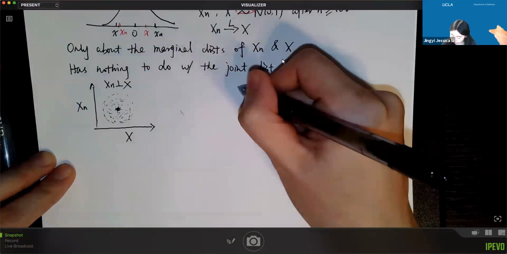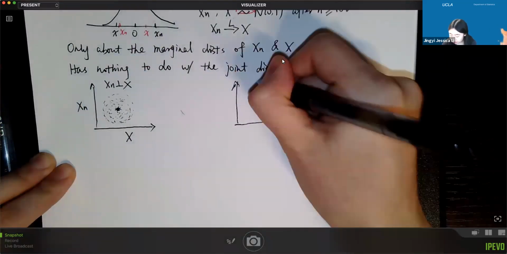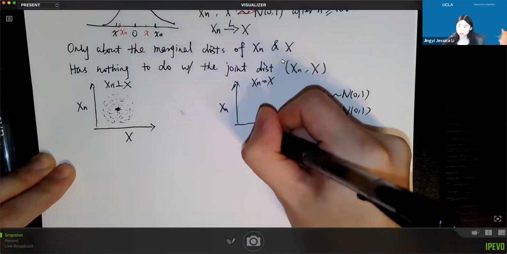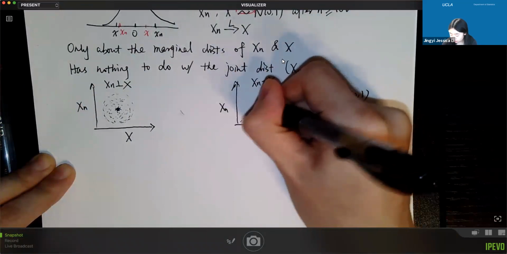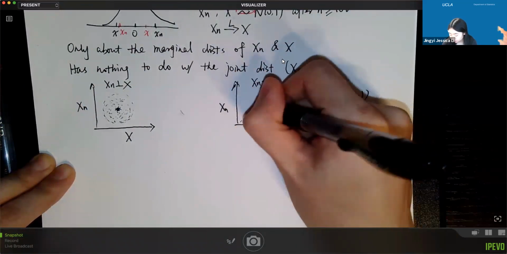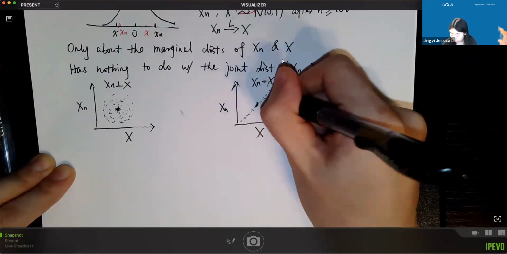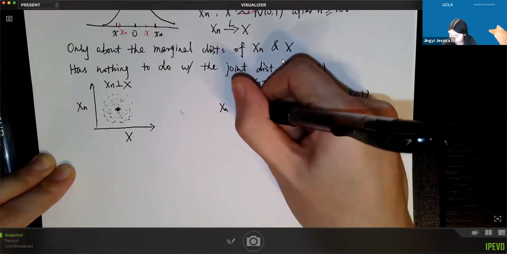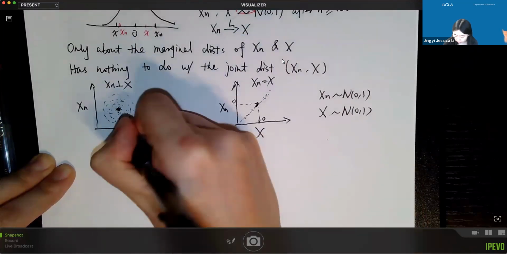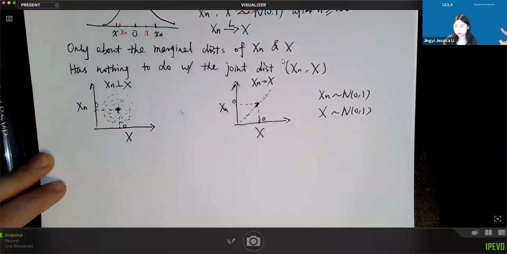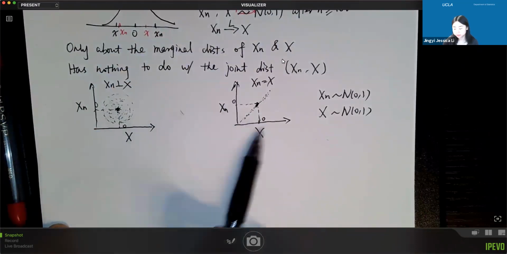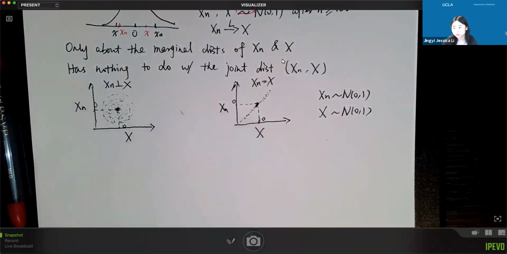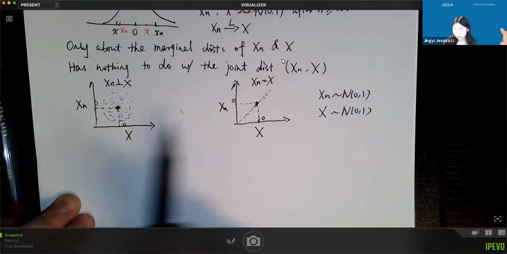And in another extreme case, I may have my xn equals x, okay? In that case, all my points will lie on this diagonal line. And of course, I have dense points in the middle and getting sparser and sparser as I get away from the mean 0. To help you understand, this is 0, this is 0, and same here. So when they're equal to each other, the points will lie on a straight line. In these two extreme cases, the joint distributions are very, very different, but the marginal distributions stay the same. So that's an intuitive way to understand that the marginal cannot give you the joint. Even though the marginal stays the same, the joint can be totally different.